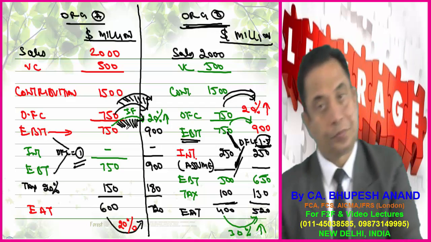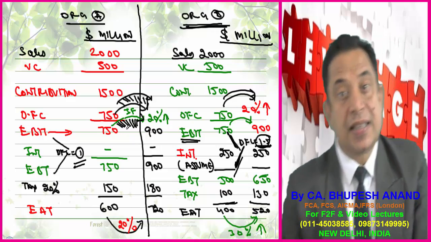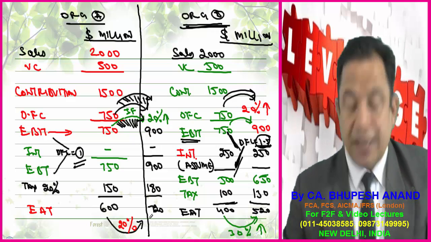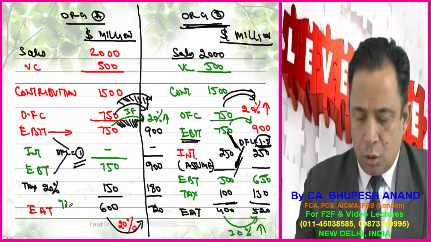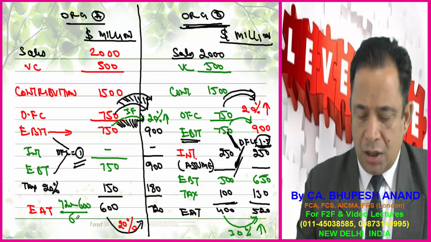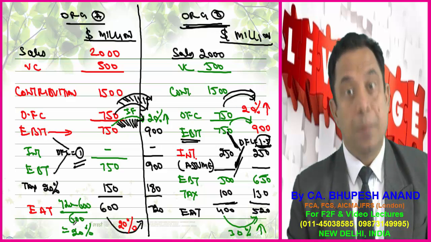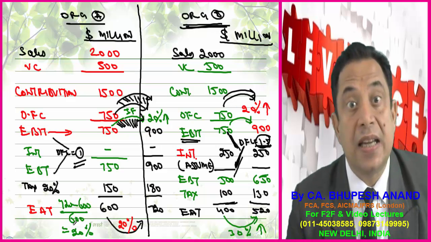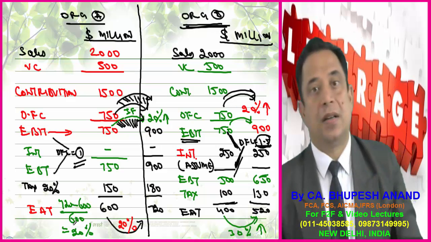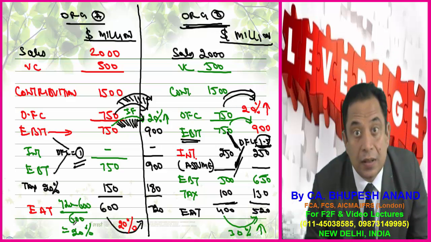Interest is 0. EBT is 900, tax is 180, EAT is 720. So from 600 it has increased to 720. How much is the increase? 720 minus 600 upon 600 comes to 20%. So in organization A, where interest is missing, that is a 100% equity firm, if EBIT increases by 20%, then EAT will also increase by 20%. I have just shown you.